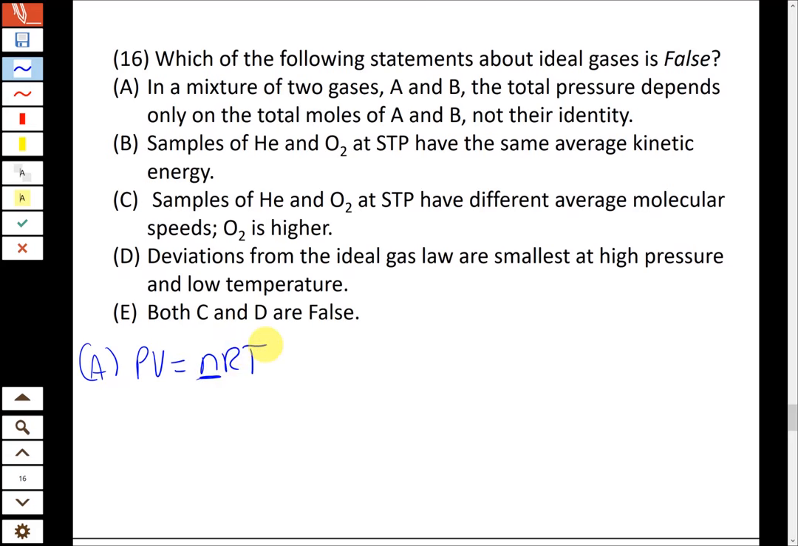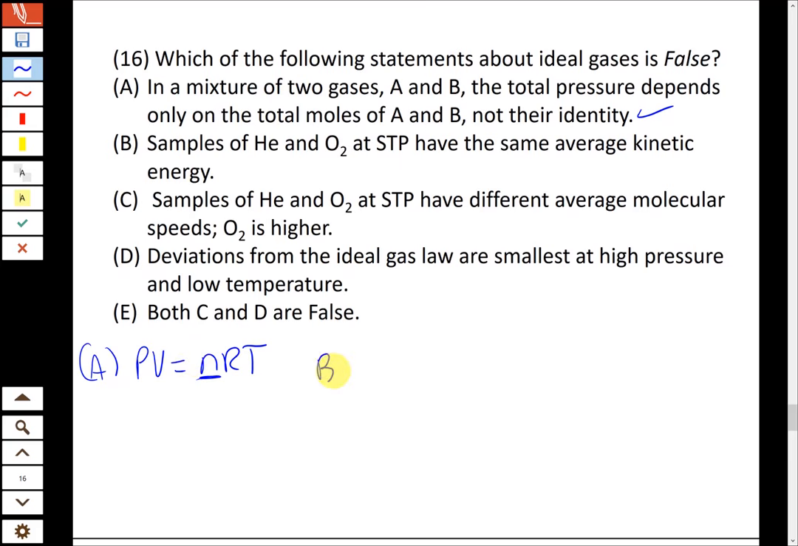So whether we have one gas or a mixture of gases, we can find the total pressure if we just know the total number of moles of gas. So that one is going to be true, because when we're doing questions that involve mixtures of gases, if we know the total moles, we can find the total pressure using PV equals nRT. It doesn't matter that they're a mixture of gases. It doesn't matter what they are. It'll always be the same math involved.